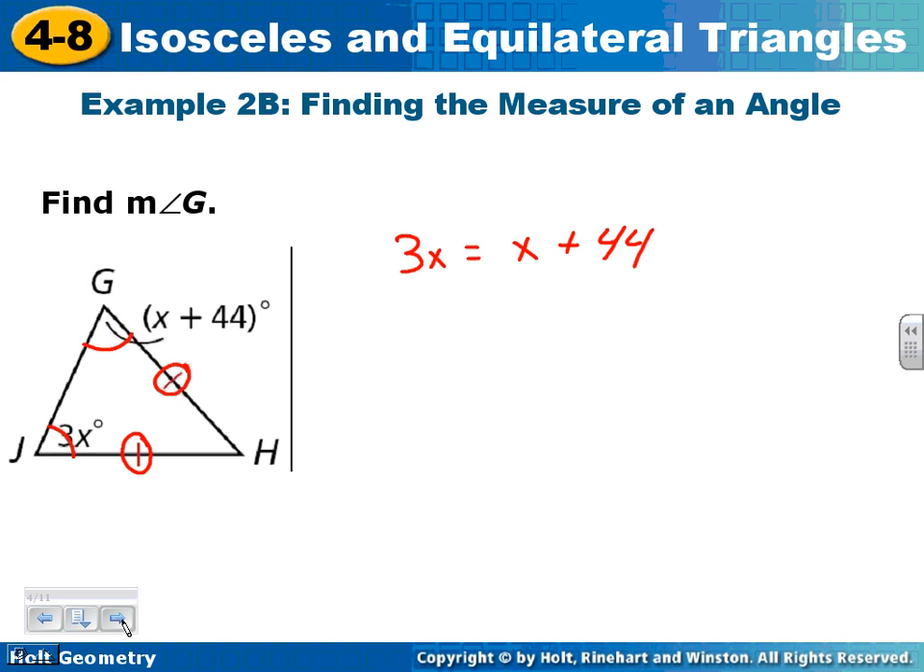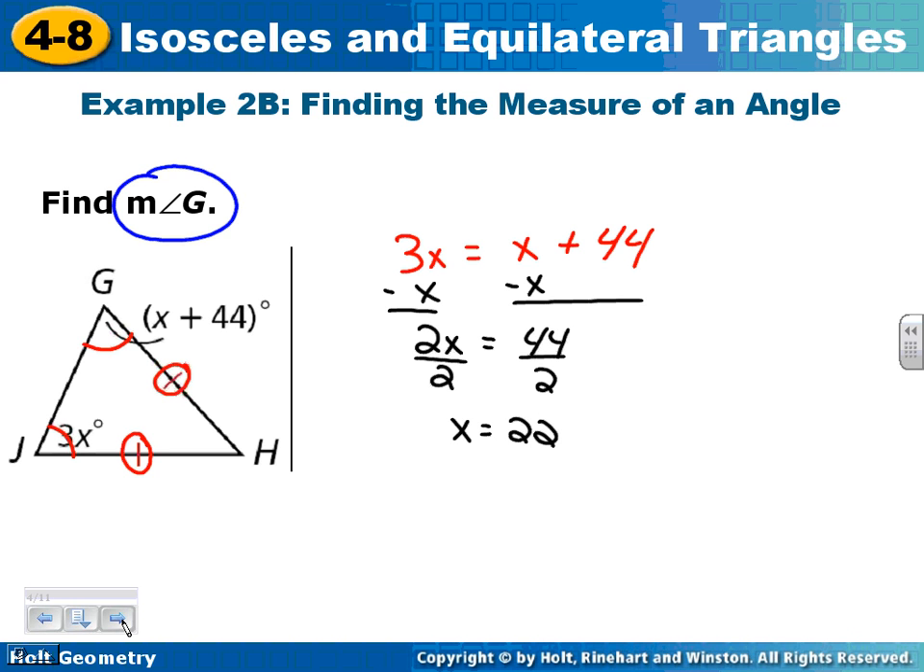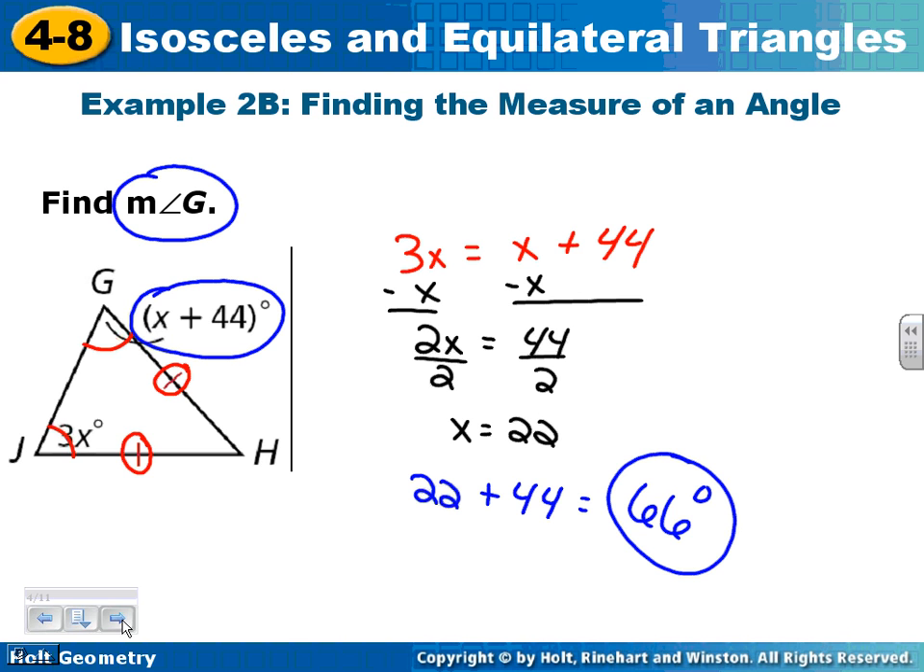So, with that said, let's solve it for x. 3x is x plus 44. I want to subtract x from both sides to give me 2x equals 44. Divide by 2 to get x is 22. But don't stop there. I need to find the measure of angle G. So I'm going to take this x plus 44 and plug in the 22. So 22 plus 44 would be 66 degrees, and that would be my answer. Let's move on.